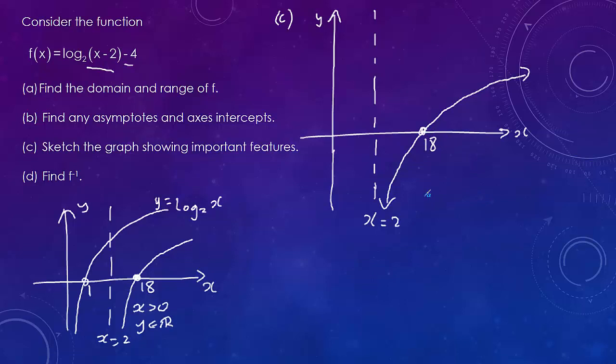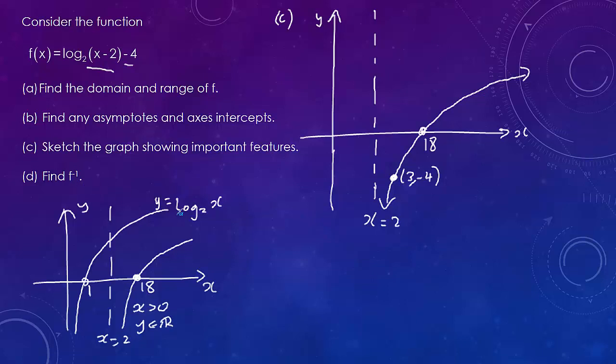And we might want to just put on a couple of extra points. So if x is equal to 3, for example, log to the base 2 of 1 is 0, take away 4. So (3, negative 4) would be a point on the graph. We might even try another point a bit further on, but certainly I would put that one on, and that will probably do us.